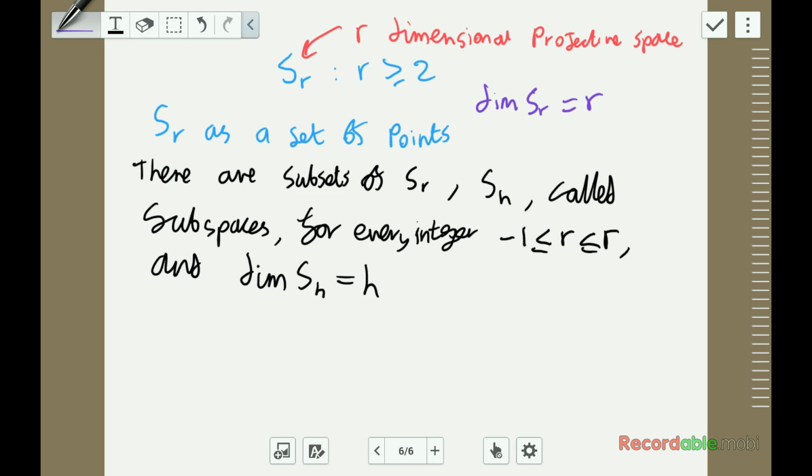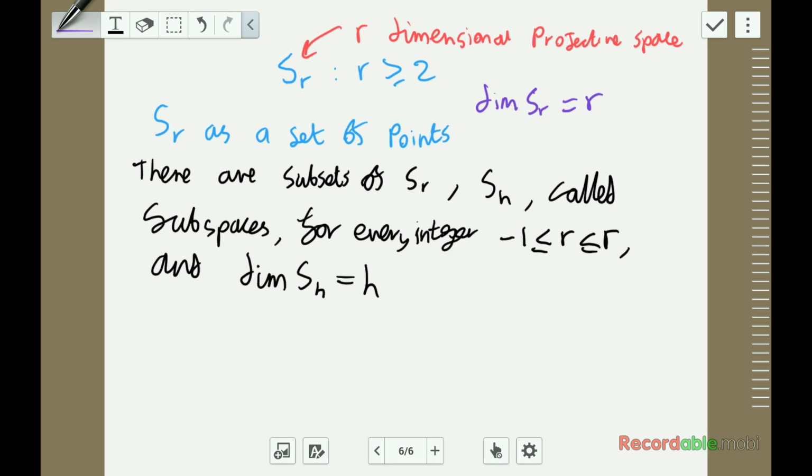Okay, so how do we think of this? Well, let's imagine 3D space. In that case, R would be 3. And we're talking about projective space. All of these spaces and subspaces are projective, so they're all going on forever in a way. There's no boundaries. We're not talking about cubes or solids or anything. We're talking about these infinitely extendable projective spaces.